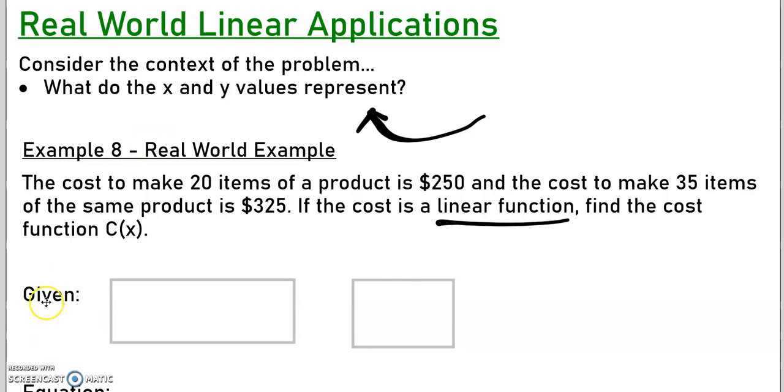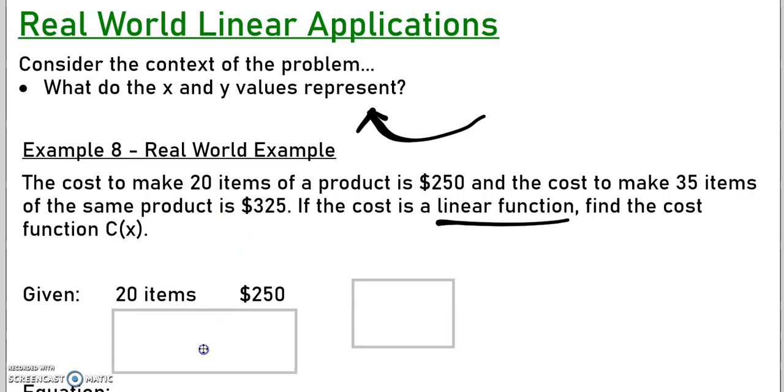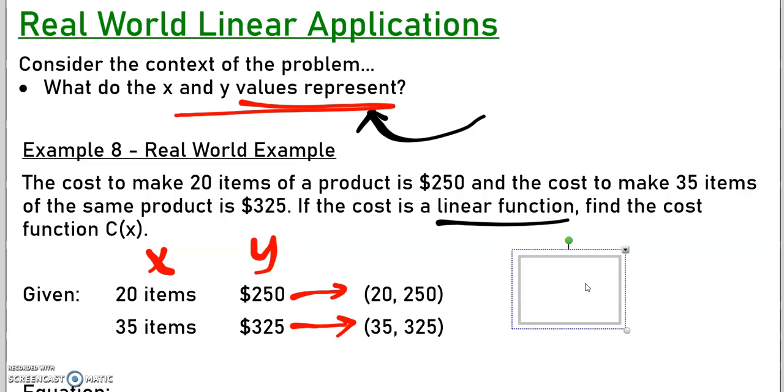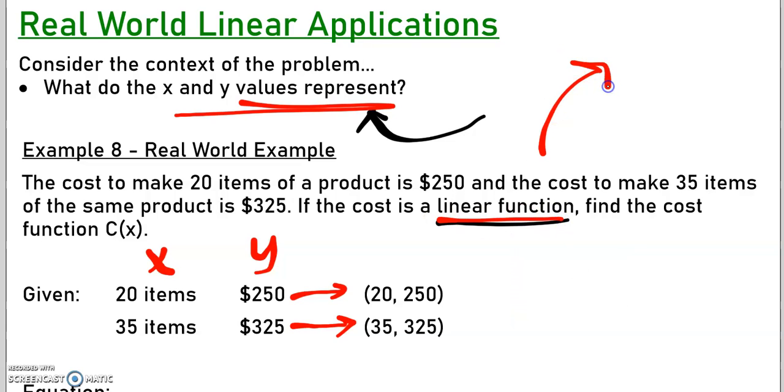What are we going to do? We always want to focus on what we were given. Well, I'm going to pull out the key information here. I was given 20 items cost $250 to make, and 35 items cost $325 to make. Now, notice those are kind of like my two different variables. I have items being my x values, and money, cost, being my y values. So what we want to do is translate that information into a point. Right? Because in order to write a function, a linear function, remember we need points. I need a point and slope.